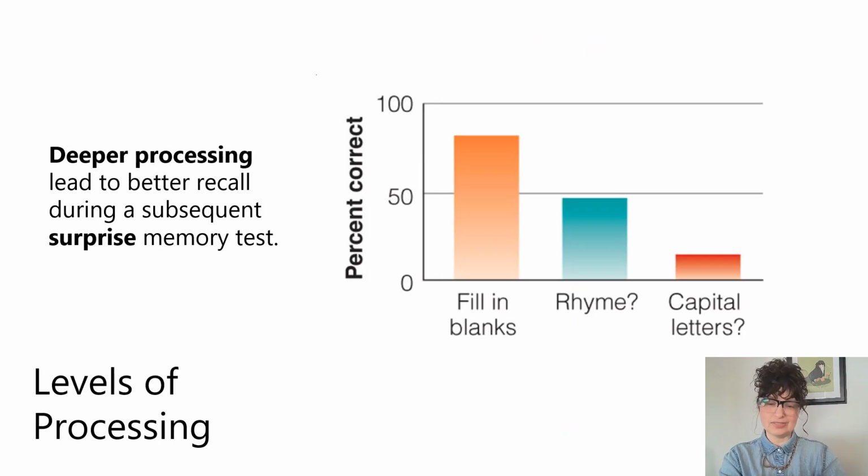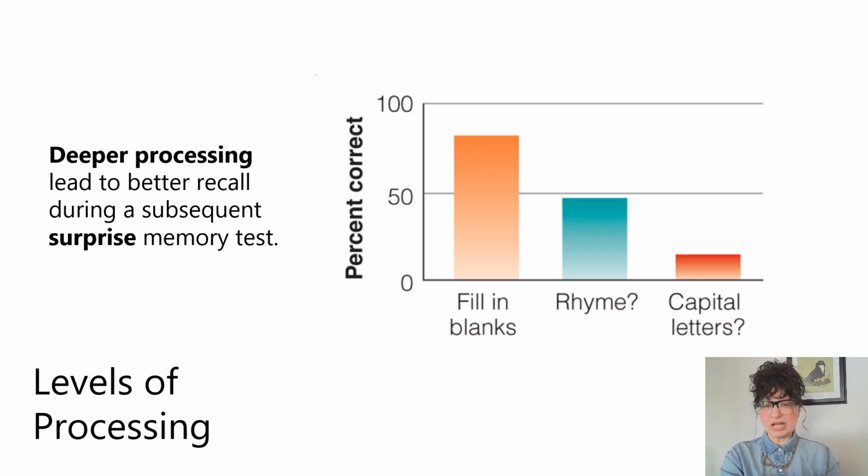And here are the results. So as you can see, in terms of the percent correct on a subsequent surprise recall test, participants were the best at recalling any item that they were required to think about semantically through the fill in the blank condition. Rhyming was somewhere in the middle, and then the capital letters performed the worst because participants were processing the information based on these really superficial features.